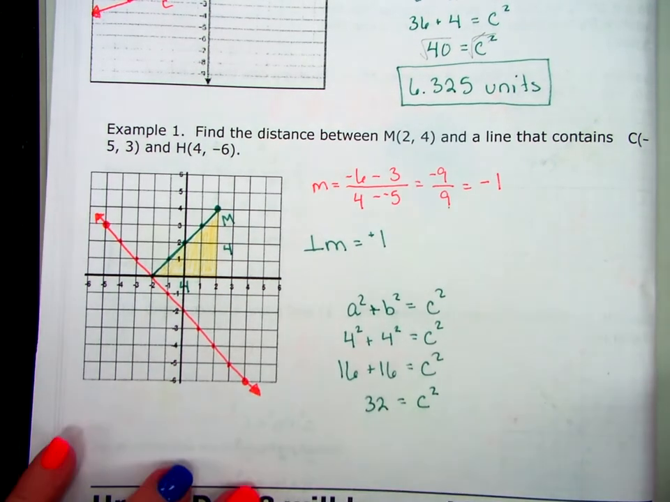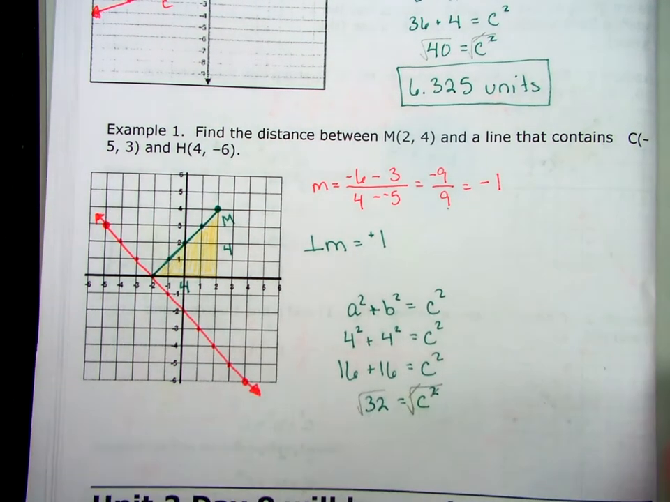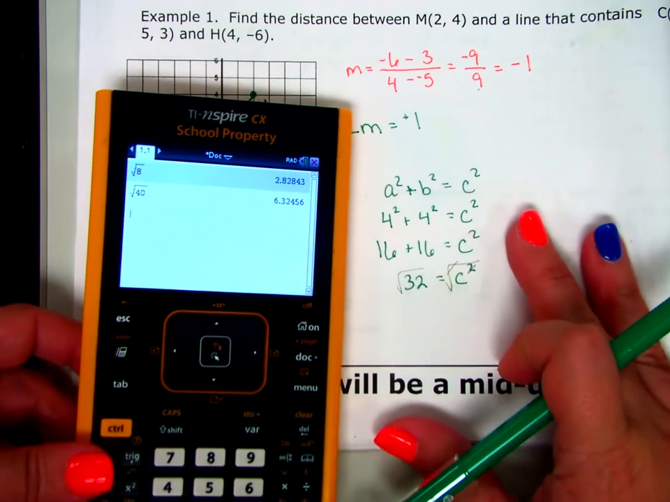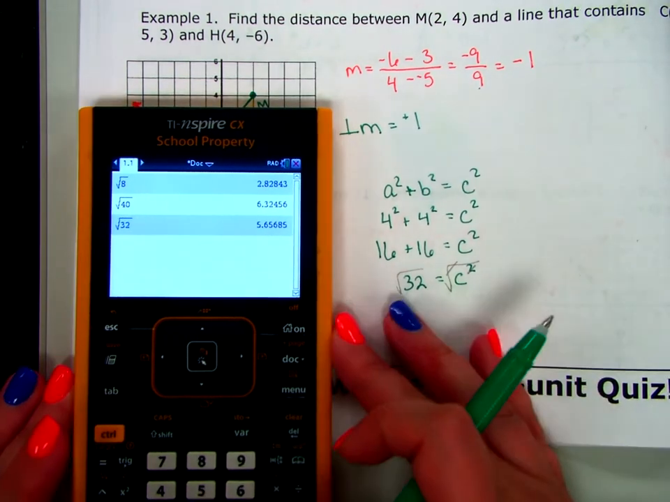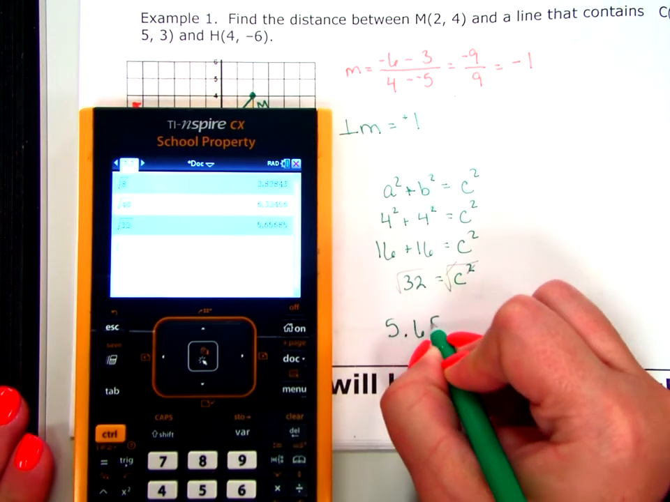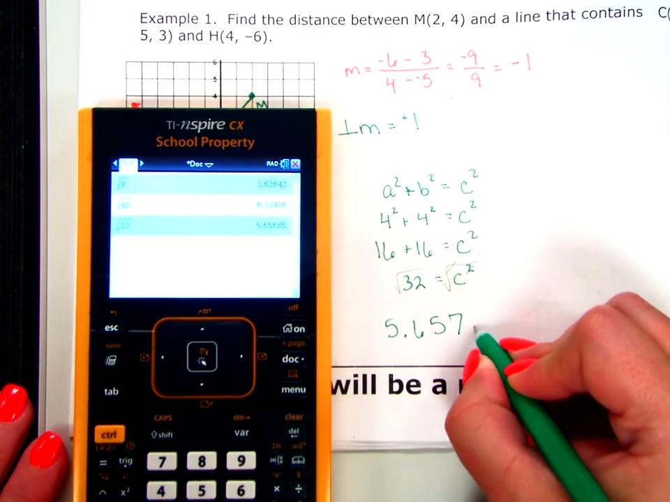And then what do I do? Square root, because squares and square roots cancel out. Square root of 32. Let's grab our calculator. Handy dandy calculator. Square root of 32, rounded to 3 decimal places, is 5.657. Is that a 6 or a 7? 7. 7 units.